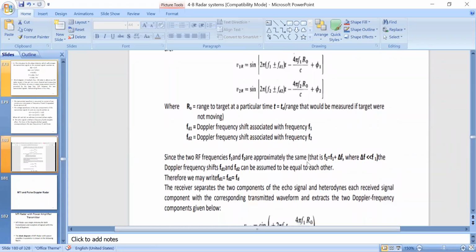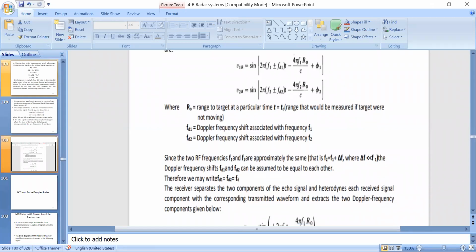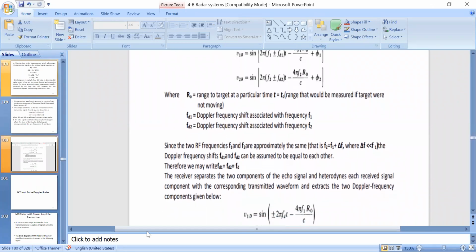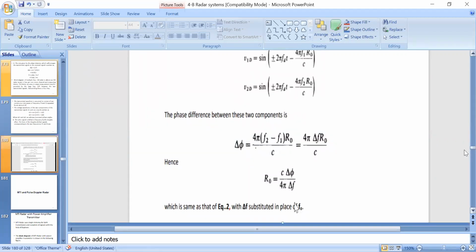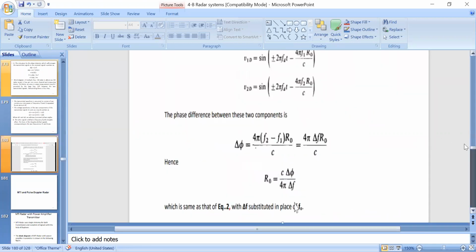Here, they just want to explain to you how the Doppler shift takes place and how they compare the phases of the two signals and measure the range information, right?